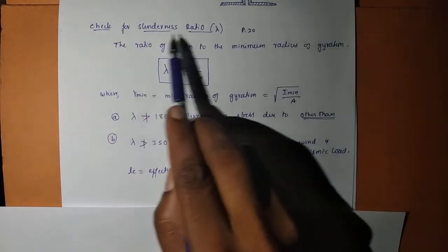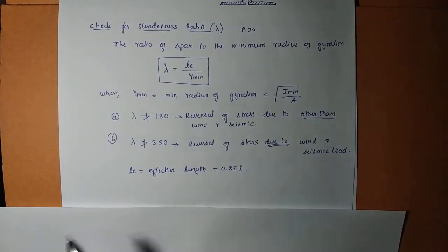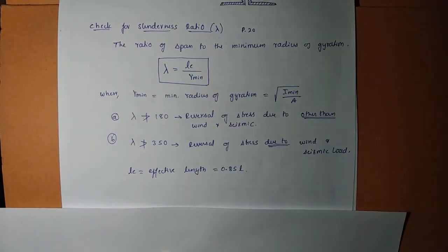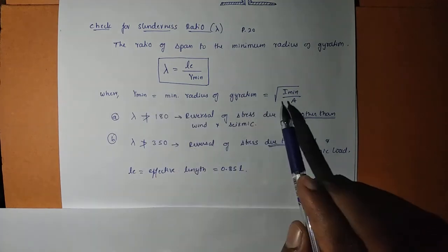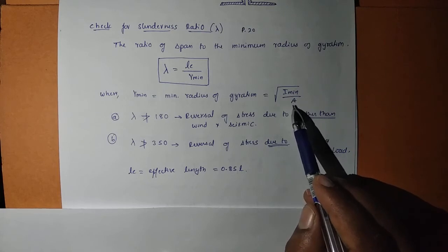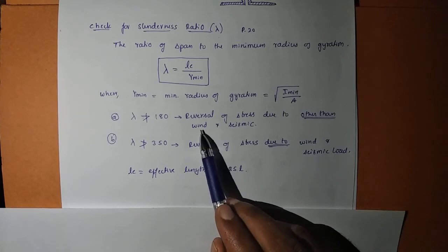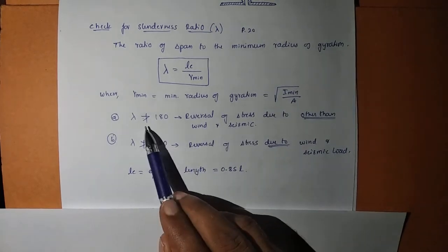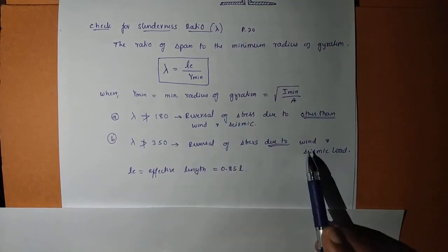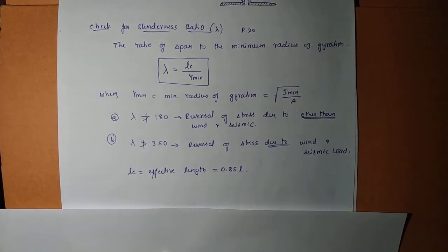Next, check for slenderness ratio. It is defined as the ratio of span to minimum radius of gyration, that is, effective length divided by r minimum, the least radius of gyration, where r minimum equals the square root of minimum moment of inertia divided by cross-sectional area. When you are not considering wind and seismic load, we use this formula: lambda should not be greater than 180. When you are considering wind and seismic load, we use this formula: lambda should not be greater than 350.